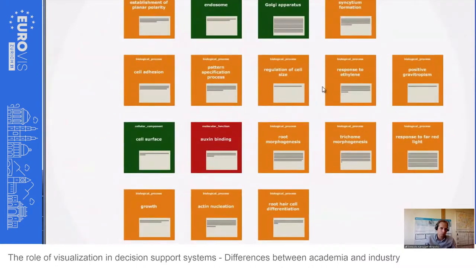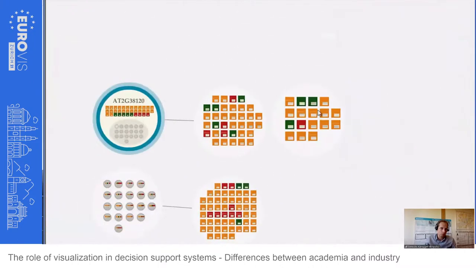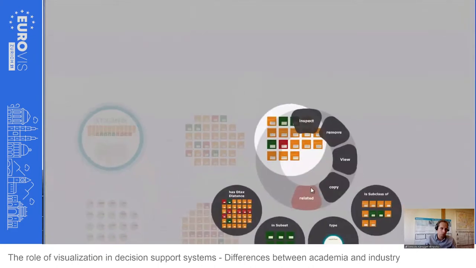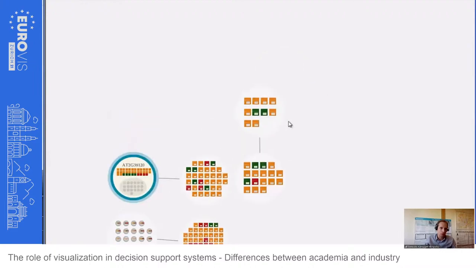Now some of these are very detailed terms, but we can navigate up the abstraction hierarchy in the gene ontology to get a more general view of these. We do this by traversing.